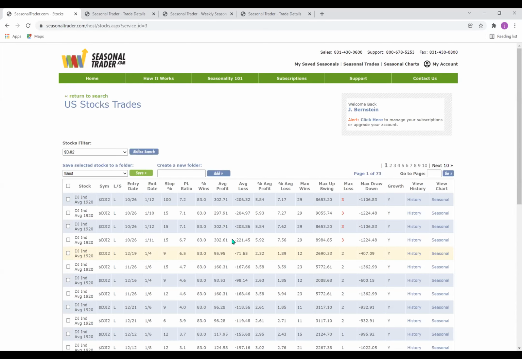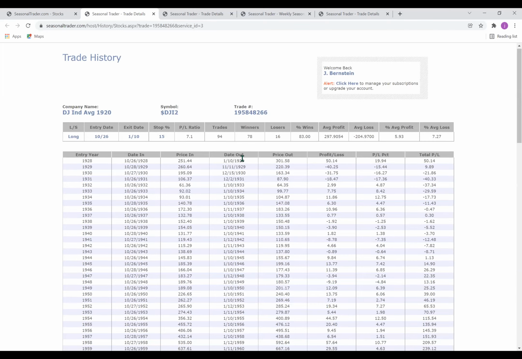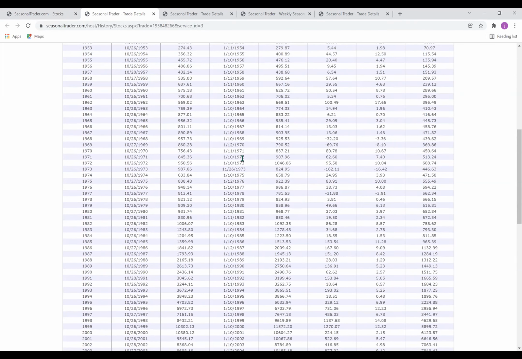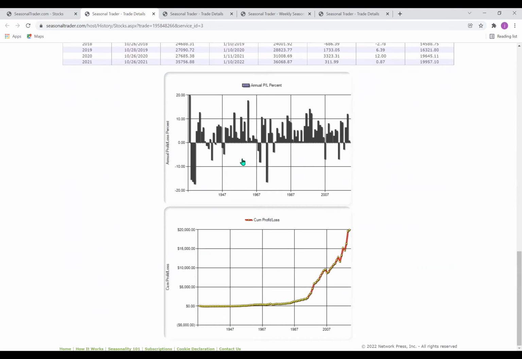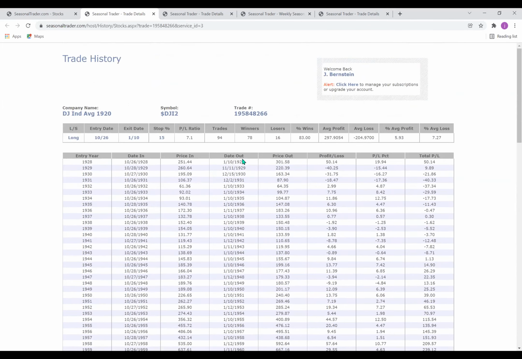We asked for 70%. The computer found us 83%. So let's look at this trade, 83%. History, 94 years, every year, like so. Track record, like so. So there is nobody in the business who has as much history as we do, and we can look at this trade in many different ways. Let me show you what I mean.